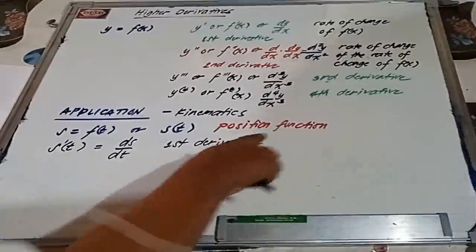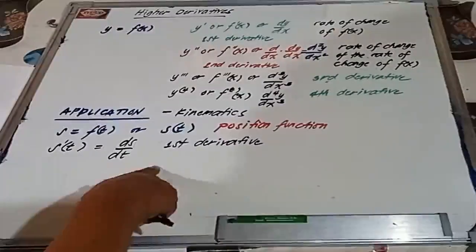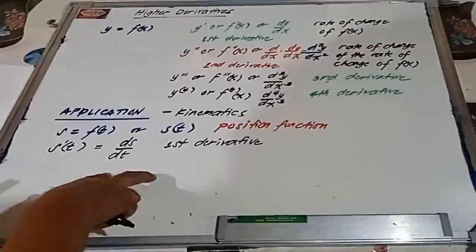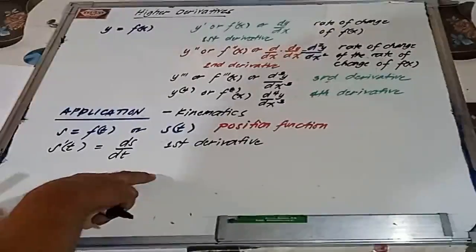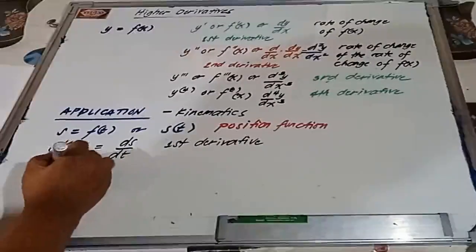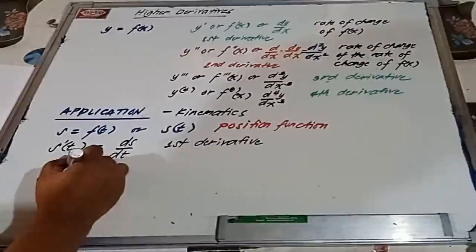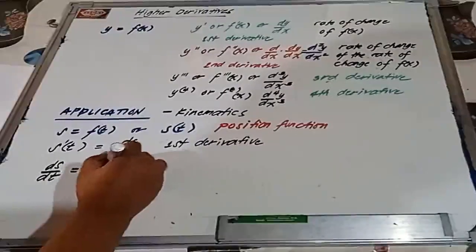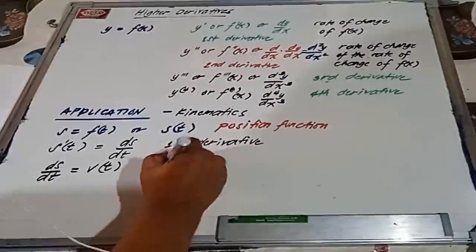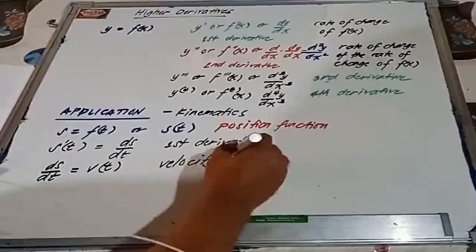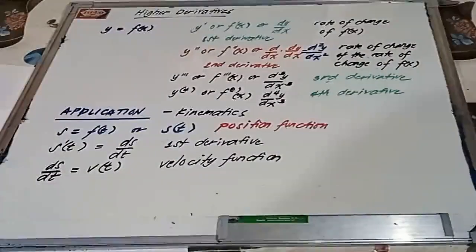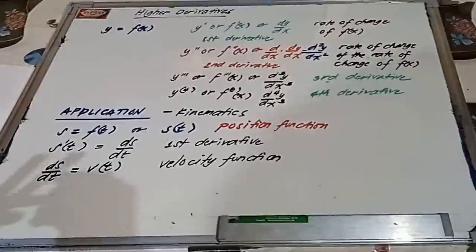Pag ibig sabihin, kinuha mo yung derivative of the position function, we have the first derivative. And this first derivative is actually the velocity function. So itong ds over dt is actually the velocity of the object at a given time t. So the first derivative of the position function is the velocity function. Okay? Tandaan yun. Okay?